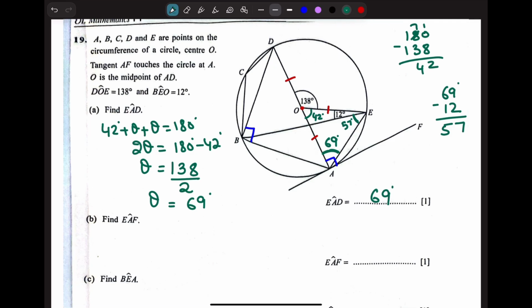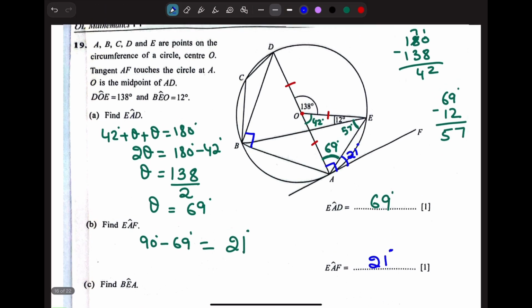Okay, so next they want us to find EAF. This should be easy because we know that this angle is 90 and this is 69. So 90 minus 69 will give you this remaining angle. So 90 minus 69 gives you 21 degrees. So this is 21 degrees. Okay. 69 plus 21 is 90. Okay, so this is 21 degrees.